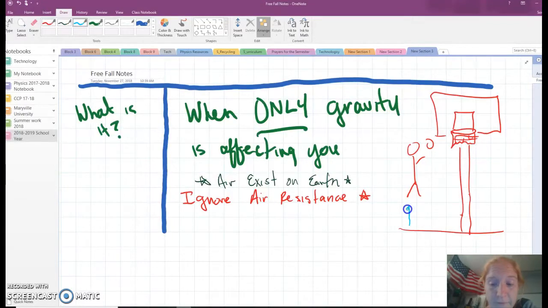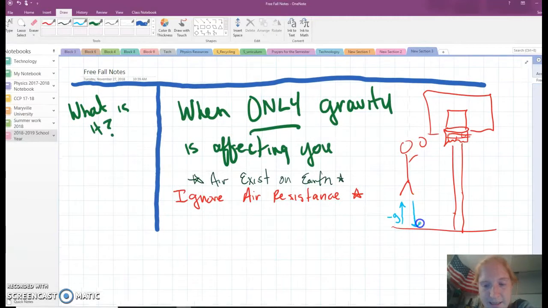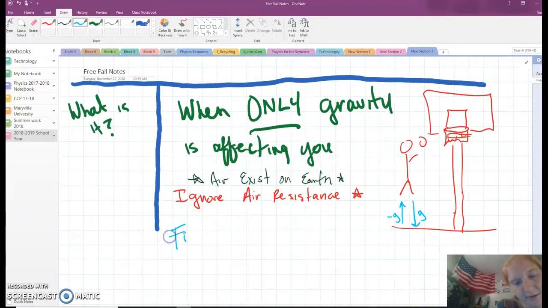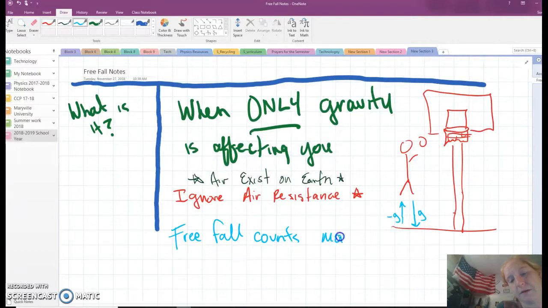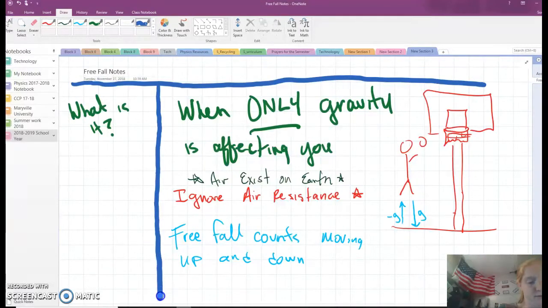So what I need you to understand is that when only gravity is affecting you and we're ignoring air resistance, gravity affects you this way. It's a negative gravitational pull. You're going against gravity, so it's slowing you down. And then you're speeding up. You're going with gravity, so it's positive. Free fall is not just falling towards the earth. It is any movement where gravity is affecting you. So when you jump, moving away from the earth is still free fall. Free fall counts moving up and down.